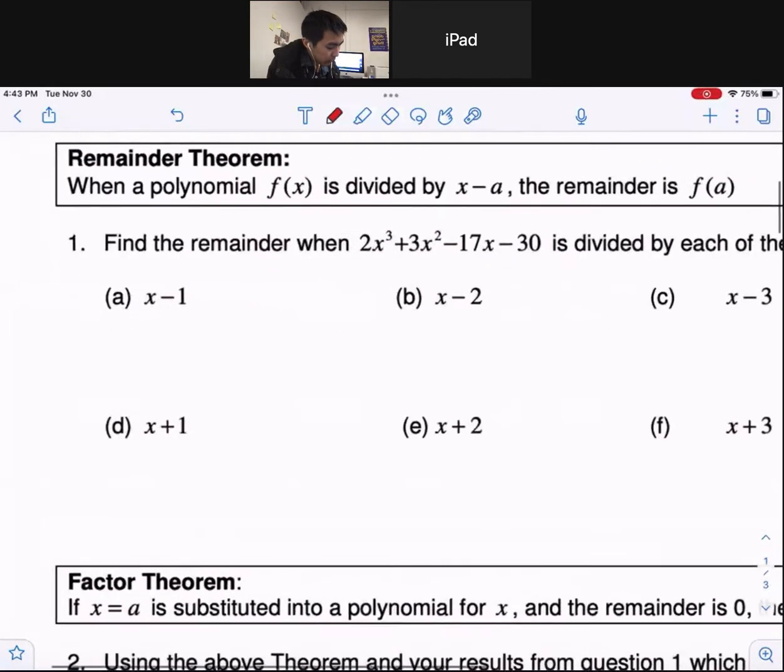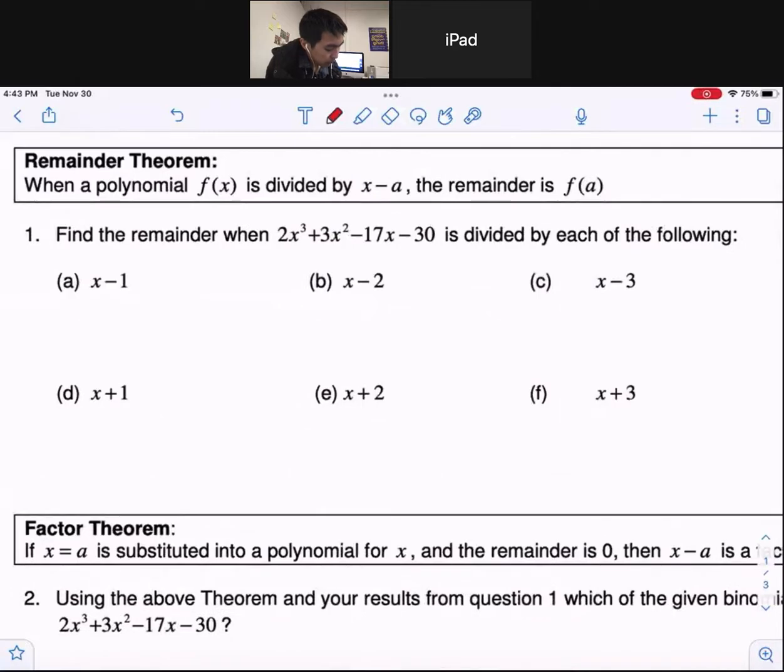So if we did part A, this is all divided by x minus 1. What we can do to find the remainder is to substitute in 1 into the function, because 1 is the opposite of negative 1. And if you do that, everywhere you see an x, it is now a 1. We would get 2 plus 3 minus 17 minus 30, which is negative 42. And that would be your remainder.